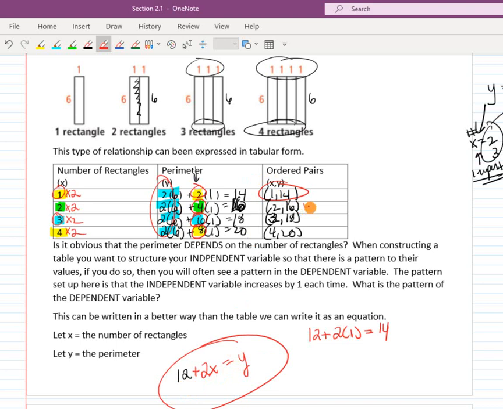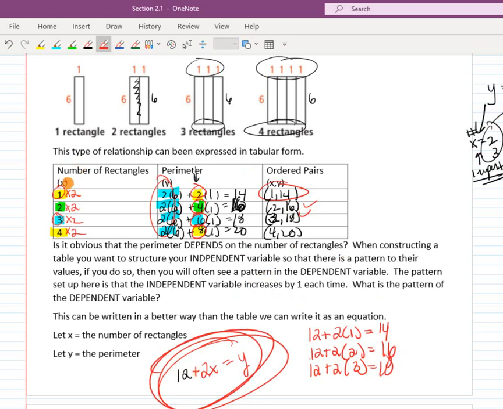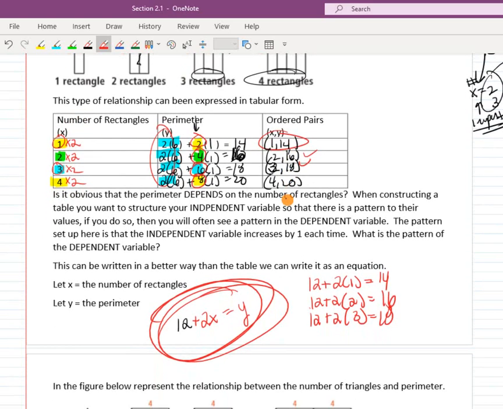Let's see if it works for this one. If I plug in 2 for x, I have 12 plus 2 times 2. 12 plus 4, that gives me 16. 2, 16. Try one more. 12 plus 2 times then 3. What's 12 plus 6? Is that 18? Yes, it is. So here's my rule that allows me to take an input of x, number of rectangles I have, and give me an output of my y's.